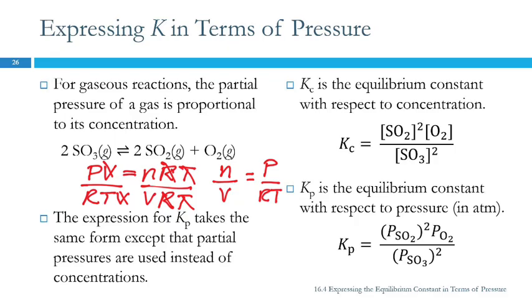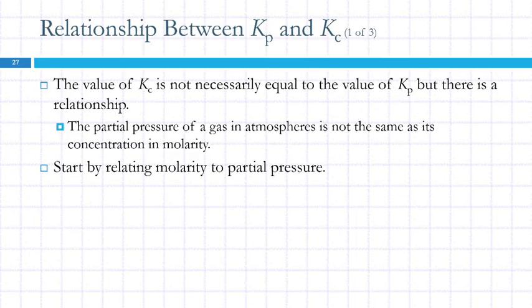And the reason you might want to do that is if measuring concentrations in pressure was easier than in moles per liter, then this would be an easier thing to do. So Kc and Kp are not necessarily equal to each other, but there is a relationship. The partial pressure of a gas in atmospheres isn't the same as its concentration in molarity. It's proportional, but it's not the same.